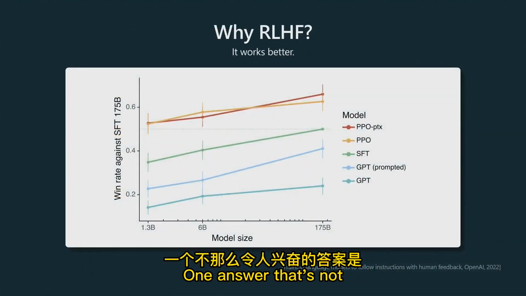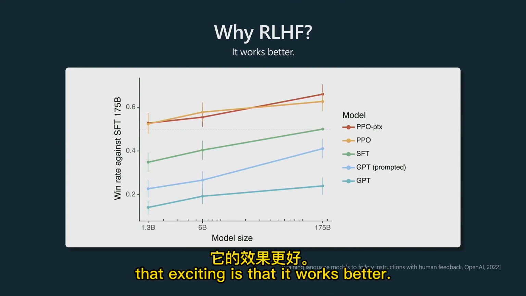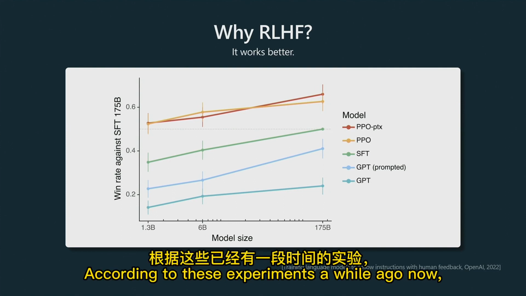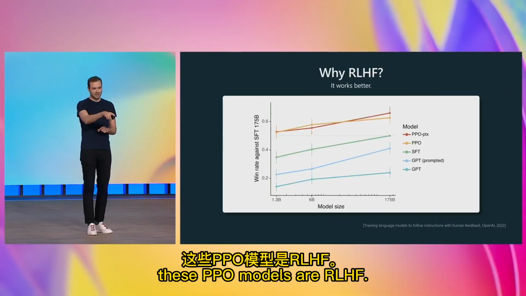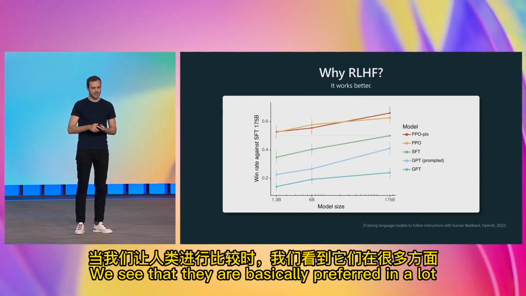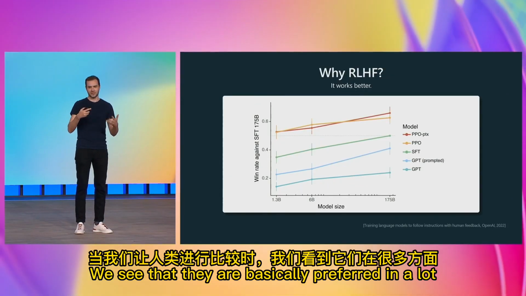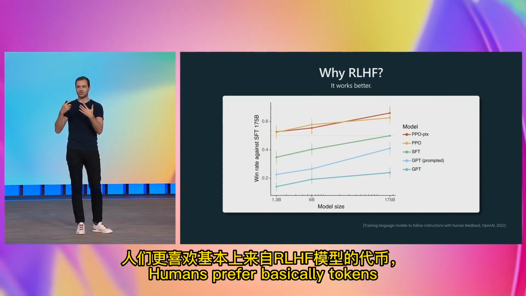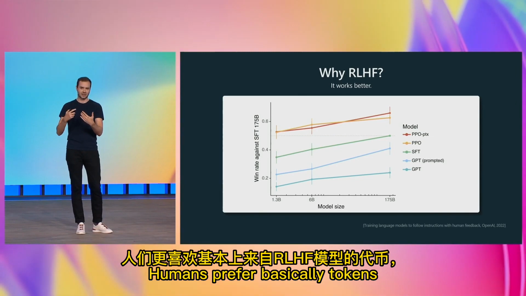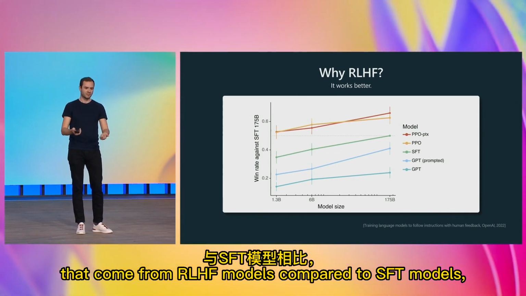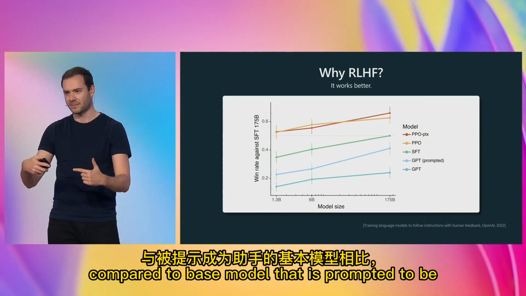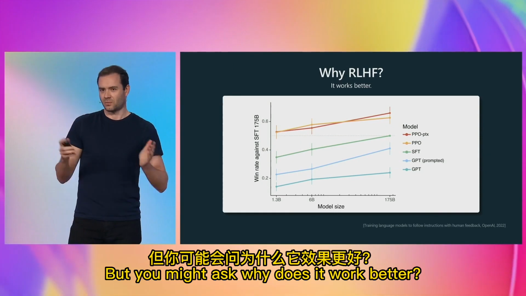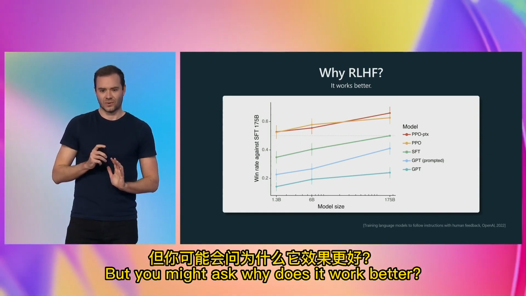One answer that is not that exciting is that it just works better. This comes from the InstructGPT paper. According to these experiments from a while ago now, these PPO models are RLHF, and we see that they are basically just preferred in a lot of comparisons when we give them to humans. Humans just prefer tokens that come from RLHF models compared to SFT models, compared to a base model that is prompted to be an assistant. So it just works better. But you might ask why? Why does it work better?